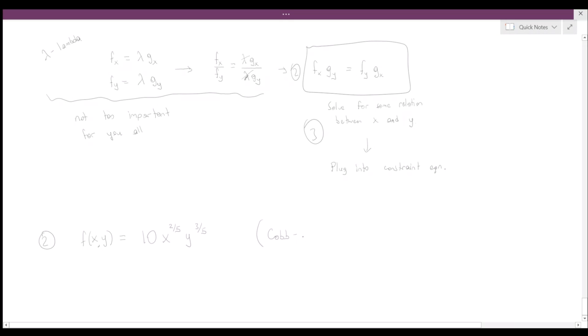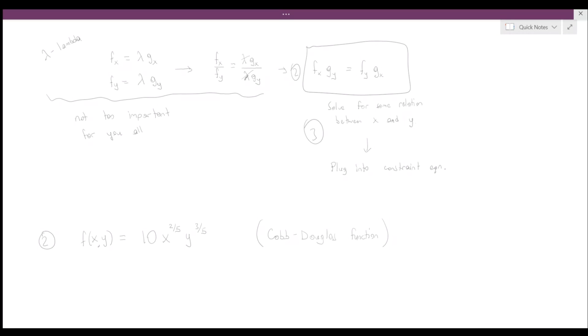Some of you might encounter this function later in some of your courses. This is known as a Cobb-Douglas function. I guess it models a certain type of situation or problem in economics. I'm not too familiar with it, but if you're interested, you can look that up. Okay, so in the problem, F represents the total value of all goods produced. X and Y represent the amount of labor and capital needed for production.